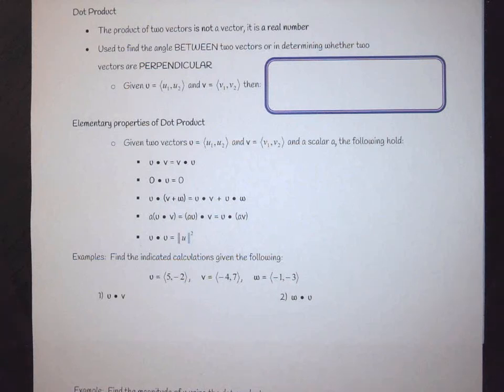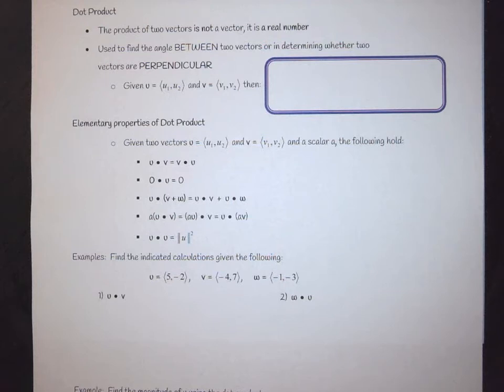Here we are going to look at the introduction and ideas behind what's called the dot product. So the dot product is the product of two vectors, but it doesn't come out as being a vector, it comes out as being an actual value. Essentially, it's used to find what's called the angle between your vectors and to determine if your vectors are perpendicular to each other or not.